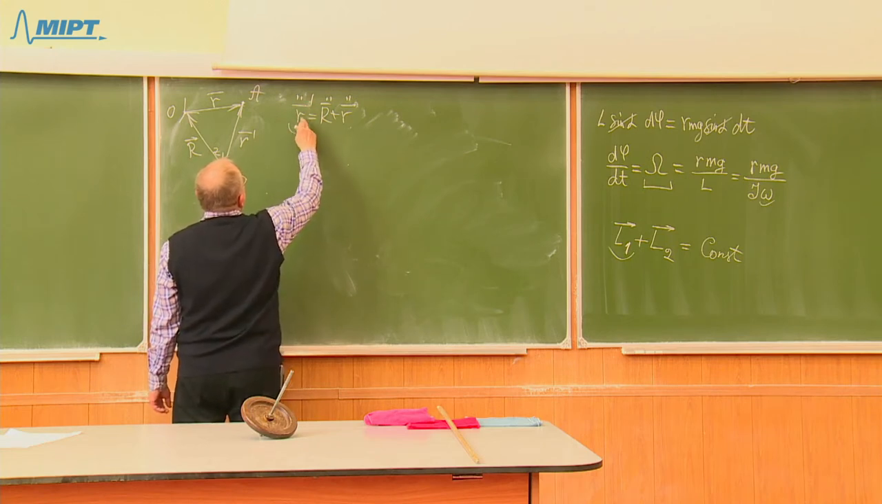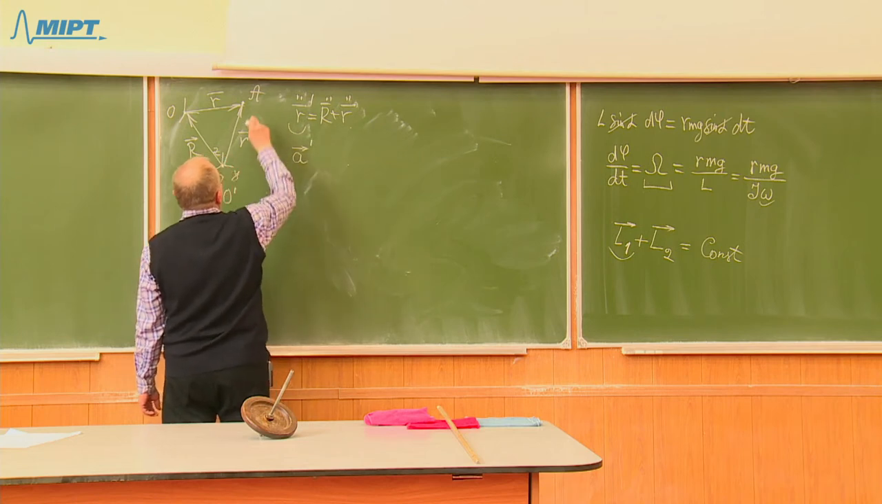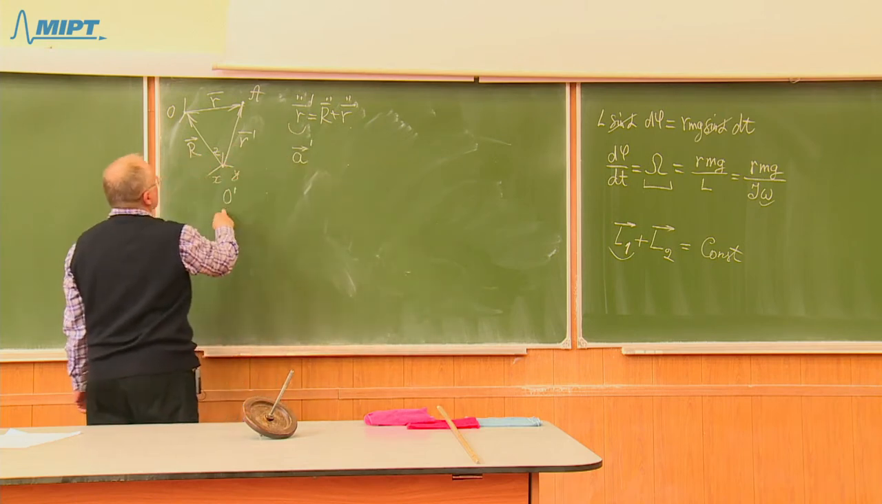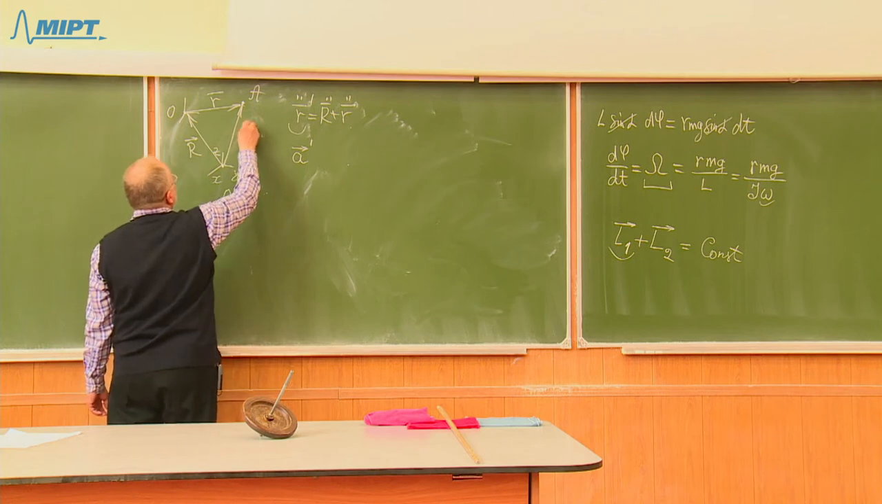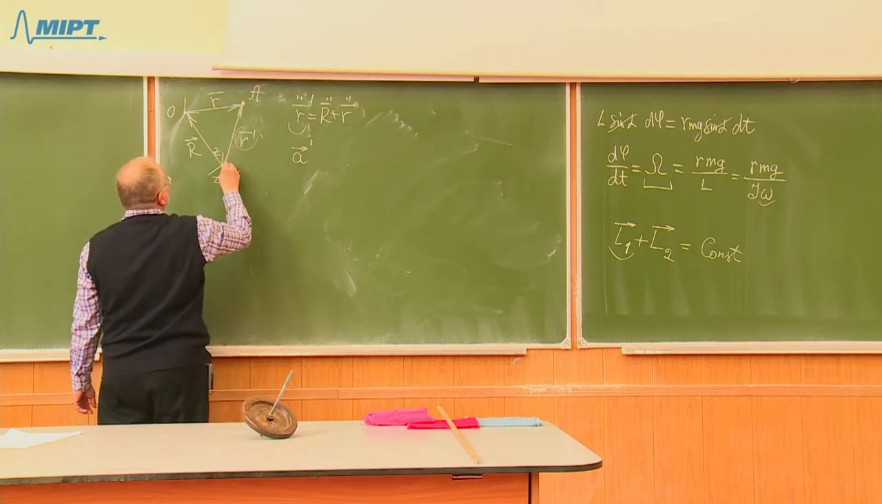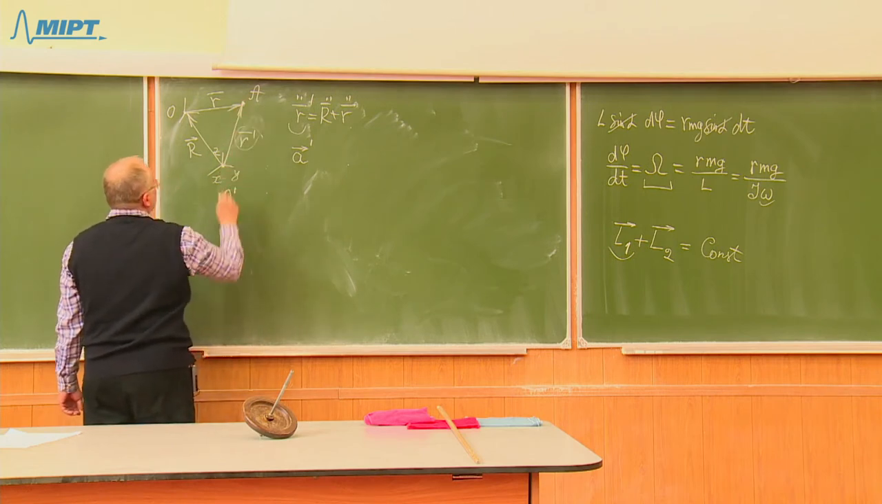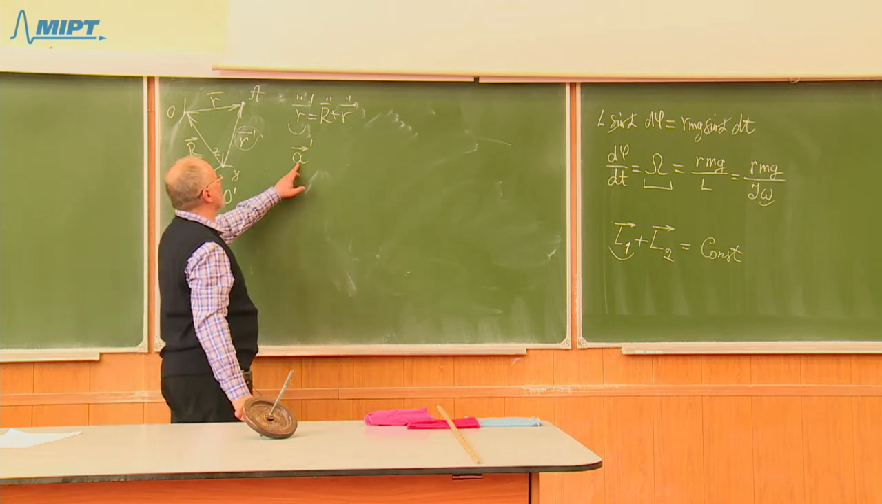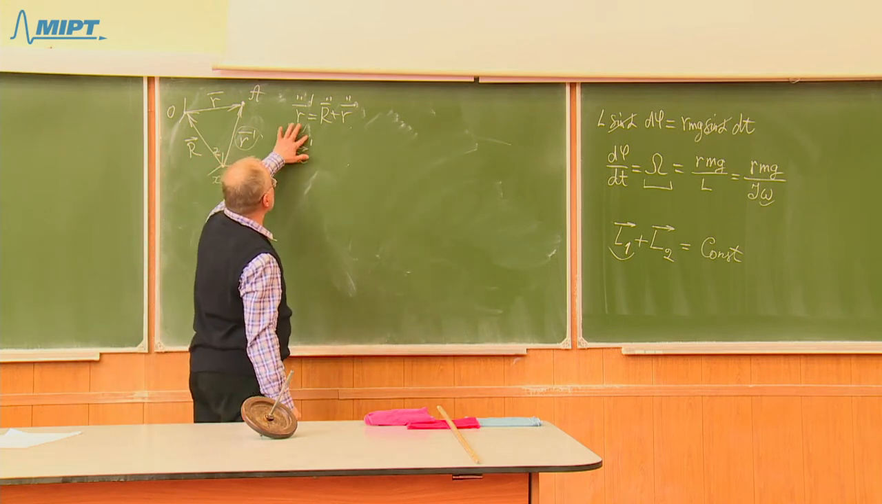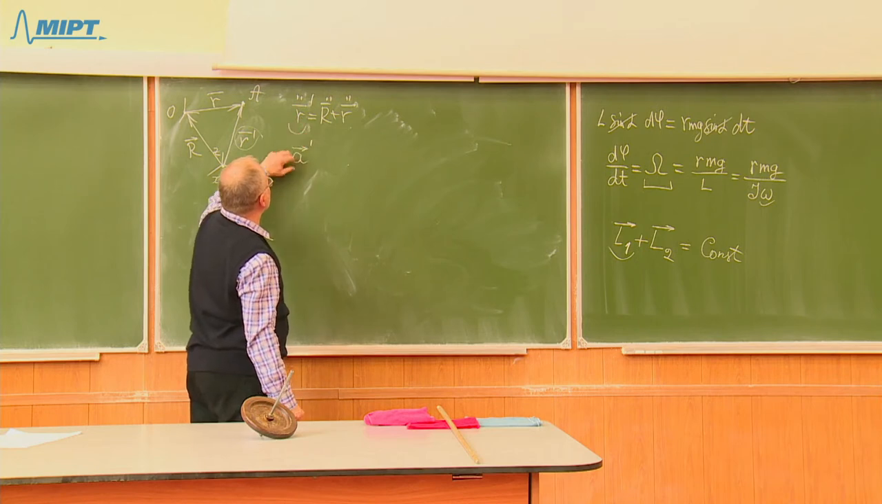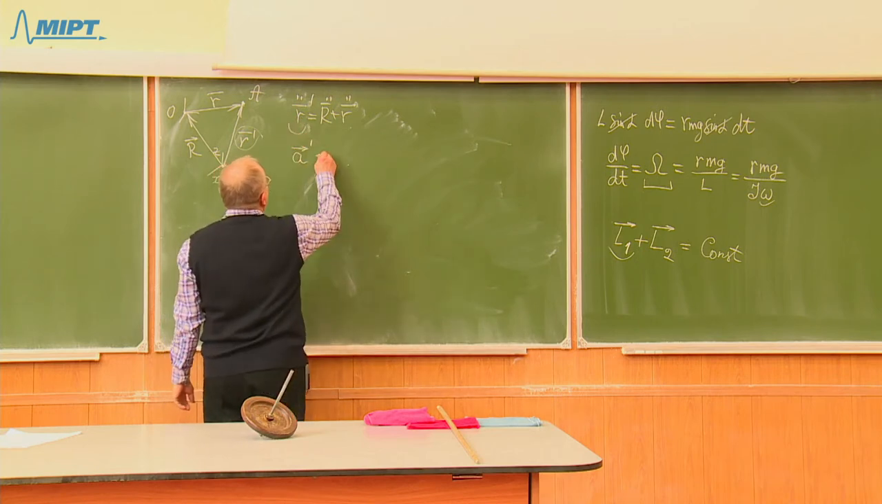So what is the second derivative of vector r prime? That is the acceleration of point A with respect to point O prime, because vector r prime describes the position of point A with respect to reference frame O prime. So that will be the acceleration, which is naturally denoted by A prime.